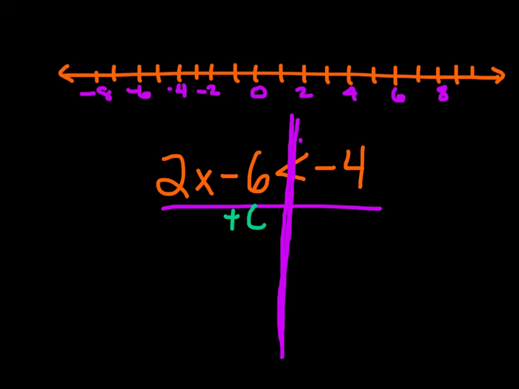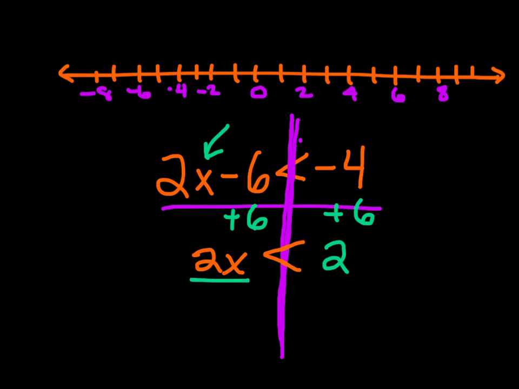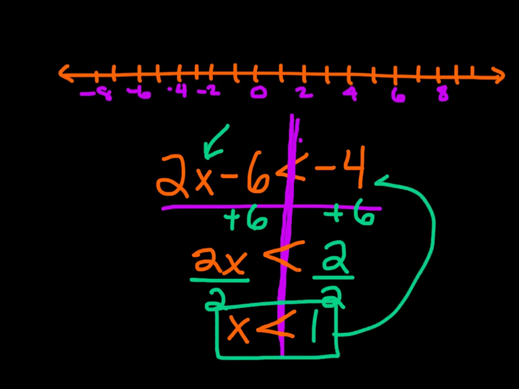I'm going to add 6 to both sides. Because if I add 6, I'm getting my x by itself. I'm working from the outside in. So I get 2x is left over, and that is less than -4 plus 6 gets me a +2. And then after that, I'm going to divide by 2 on both sides, and I'll get x is less than 2 divided by 2, which is 1. So x is less than 1 for this scenario.